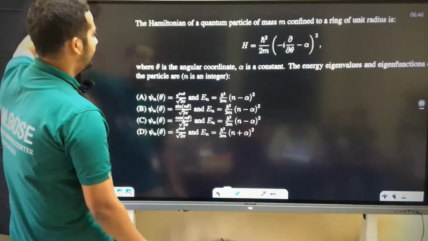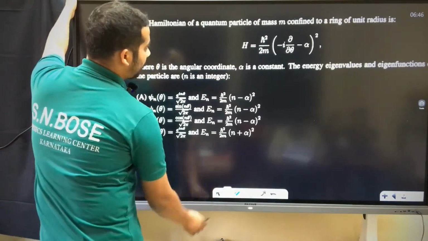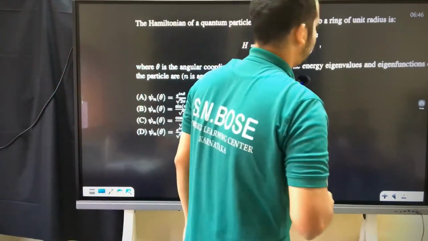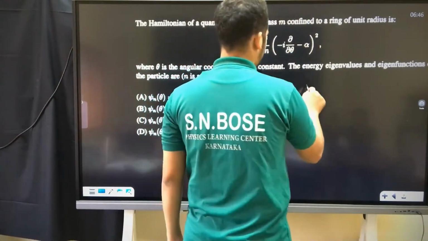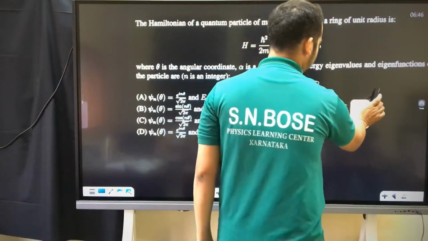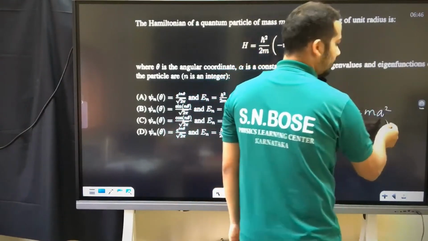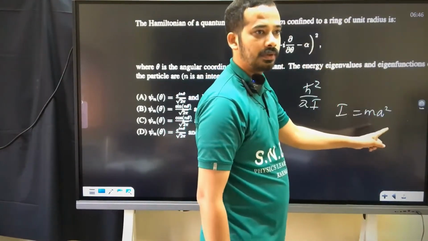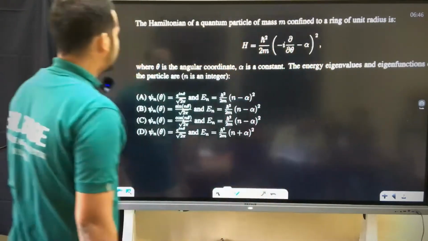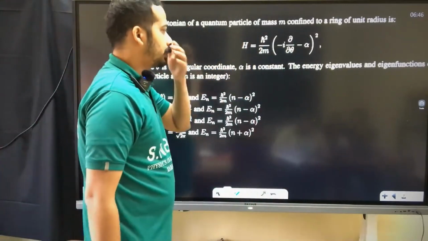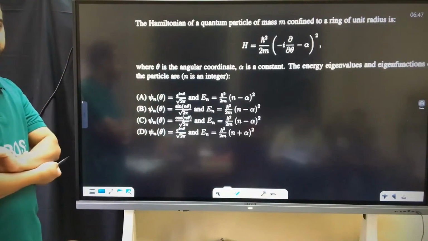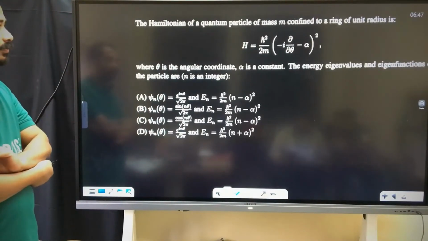Hamiltonian of a quantum particle of mass m confined to a ring of unit radius. You can see here, h bar square by 2I we used to write like this. Am I right? I is equal to m a square, but for unit radius a equals 1, that's why a is not there. Where theta is an angular coordinate and alpha is a constant, find the energy eigenvalues and eigenfunctions of the particle.